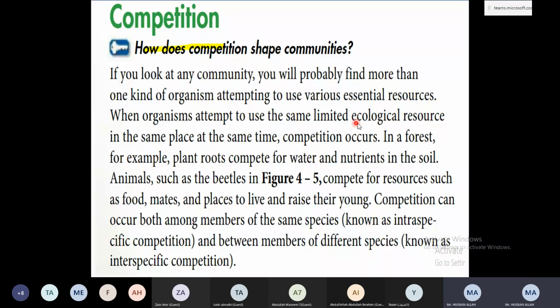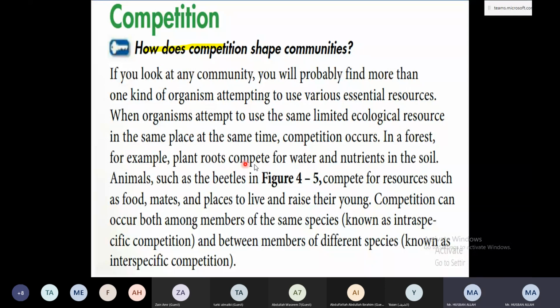When organisms attempt to use the same limited ecological resources in the same place at the same time, competition occurs. Most of the organisms living in the same place use different resources. But most of the time, the same species are using the same resources. So if we suppose two or three different species or different organisms in an area interact and eat the same food, then what will happen? Then competition will occur.